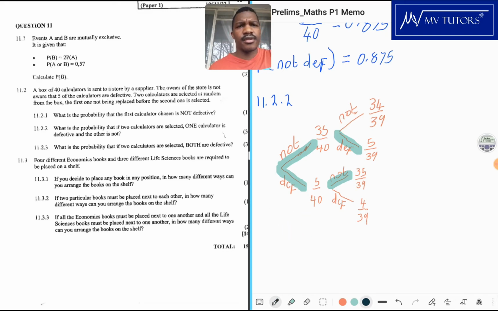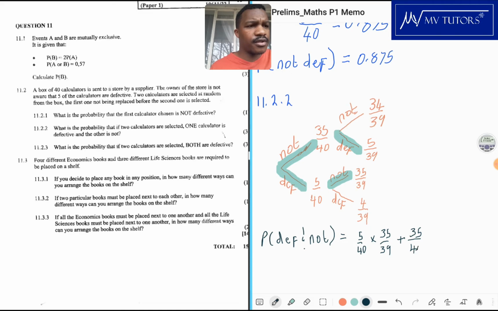We're gonna say then the probability that one is defective and the second one is not defective is equal to, let's start with the bottom one. Defective is 5/40 times the path we're following, defective and not, the next one will be 35/39. Plus the other pick, it's not first, so we have 35/40 times defective, which is 5/39.